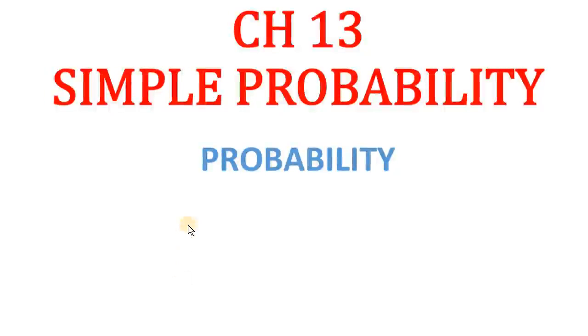Okay, now we are in chapter 13. We are still in chapter 13, simple probability. In the previous video, we already learned about probability. We say probability for event A is equal to the number of event A over the number of sample space.